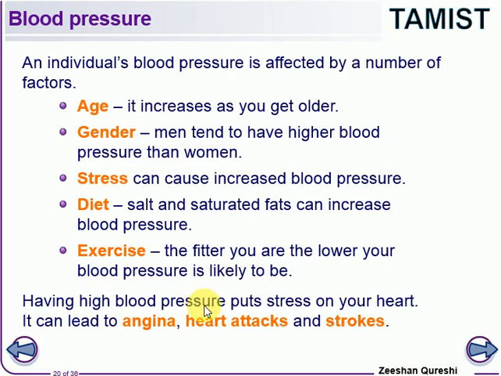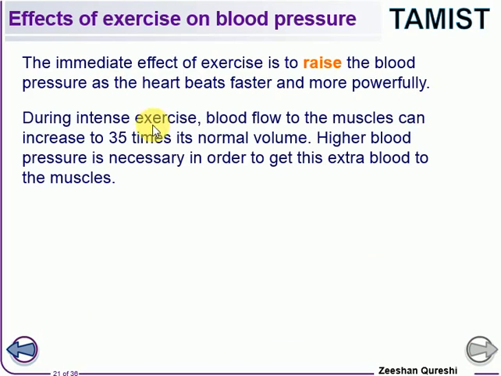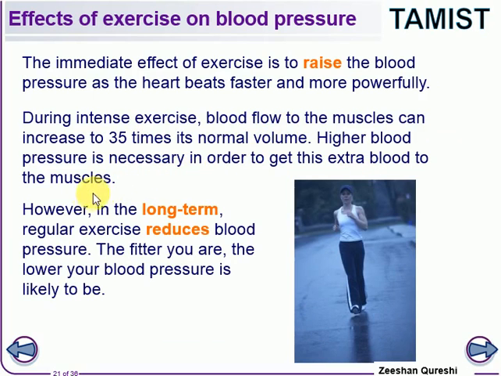High blood pressure puts stress on your heart. It can lead to angina, heart attacks, and strokes. The immediate effect of exercise is to raise the blood pressure as the heart beats faster and more powerfully. During intense exercise, blood flow to the muscles can increase to 35 times its normal volume. Higher blood pressure is necessary in order to get this extra blood to the muscles. However, in the long term, regular exercise reduces blood pressure. The fitter you are, the lower your blood pressure is likely to be.